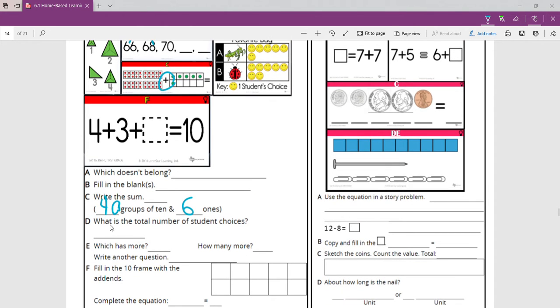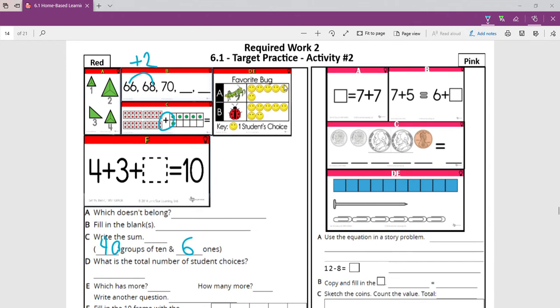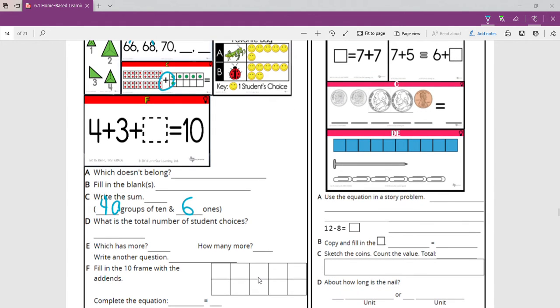Look at what it says. What is the total number of student choices? How many kids voted? You're going to count all your smiley faces. You're going to write that number right here. Then you're going to tell me in E, which has more? Is it A, the grasshopper has more votes? Or is it B, the ladybug has more votes? And then by how many more? By how many votes did they win? And then this part that says write another question, do not worry about that part.